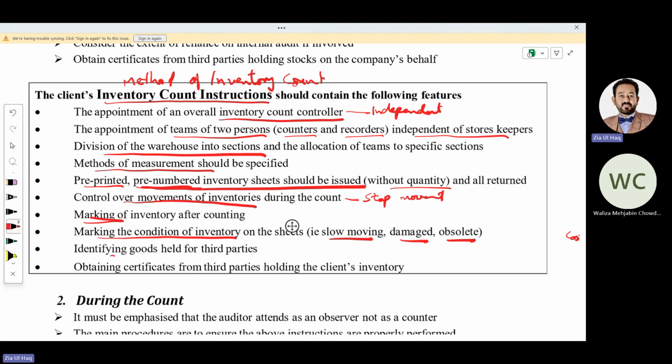And if inventory is held by a third party, you need to identify how much inventory, how many units have been held at the third party, and you need to obtain a certificate from the third party.